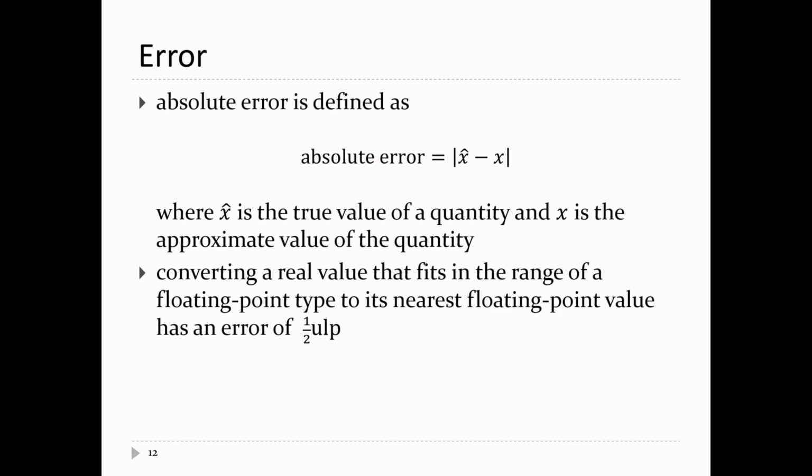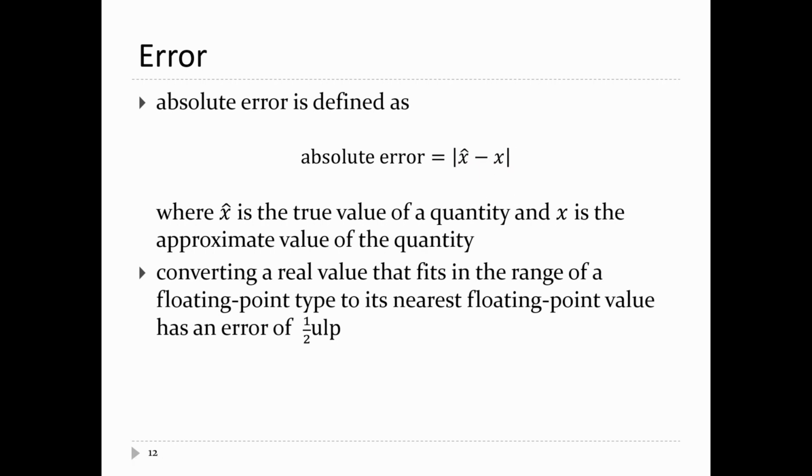One of them is the absolute error. For the absolute error, you have some quantity x hat, which we're just going to call the true value of the quantity, and some other value x, which is the approximate value of the quantity. The absolute error between those two values, you just subtract them and take the absolute value. The order doesn't matter because you're taking the absolute value.